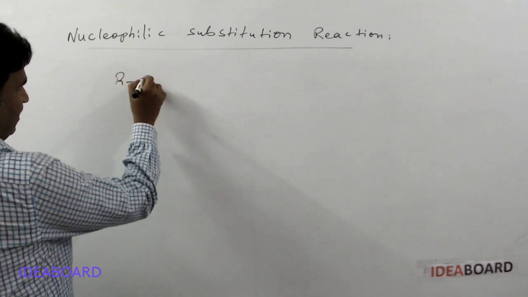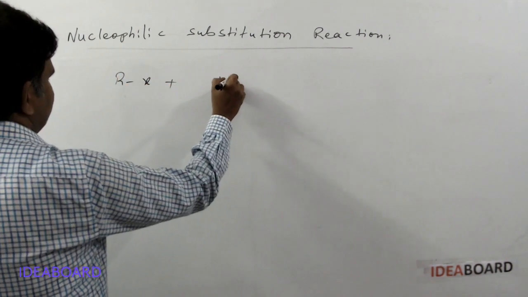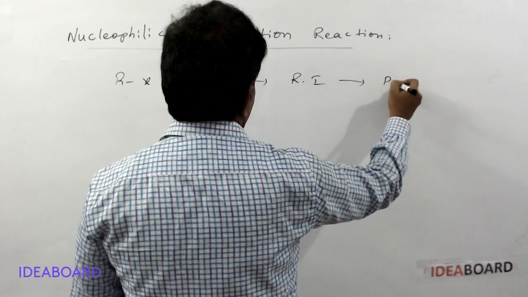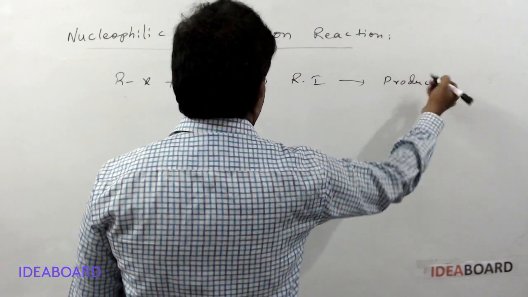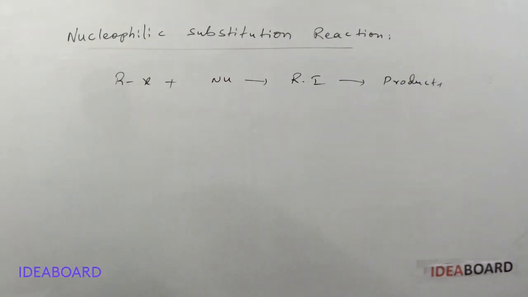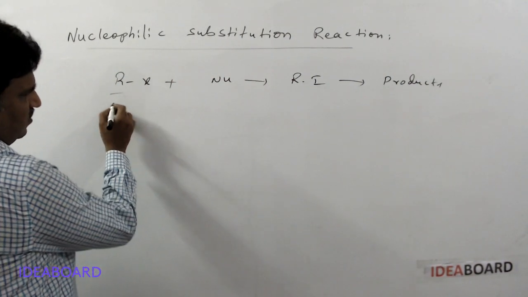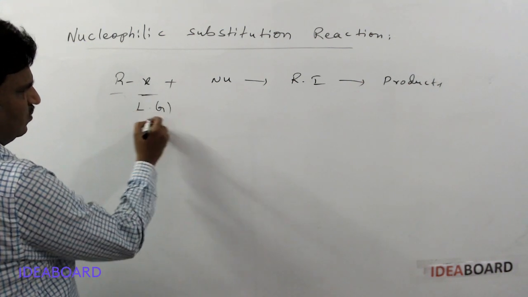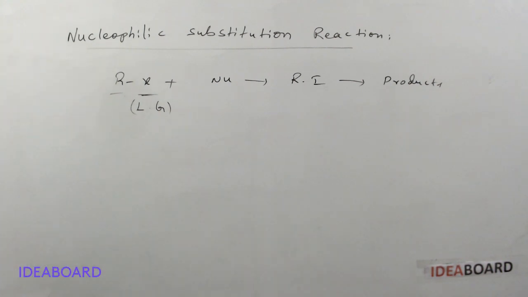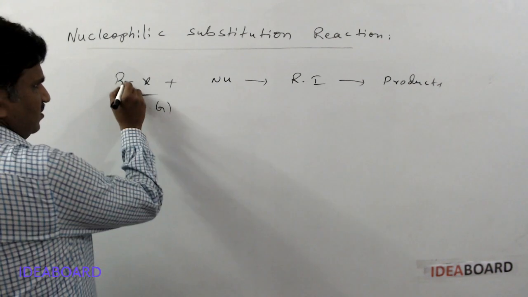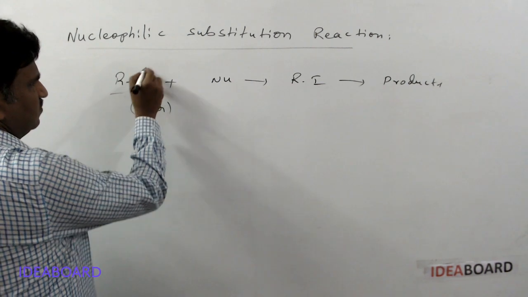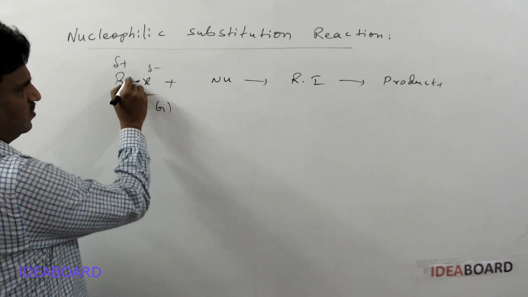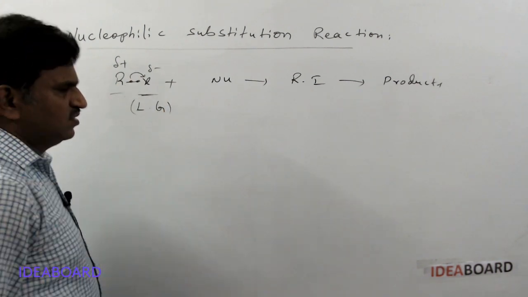Suppose you have an alkyl halide. A nucleophile reacts first, it gives a reaction intermediate, then it converts into products. It is the basic reaction. In this alkyl halide, this is called the alkyl group, and this is the halide, also called the leaving group. The leaving group takes this pair of electrons because of the partial negative and partial positive charge, and it leaves as X minus.